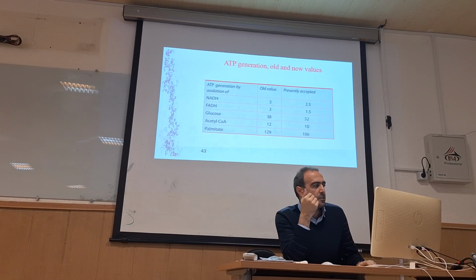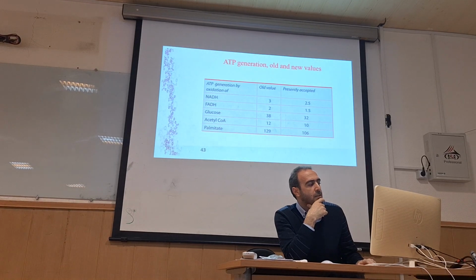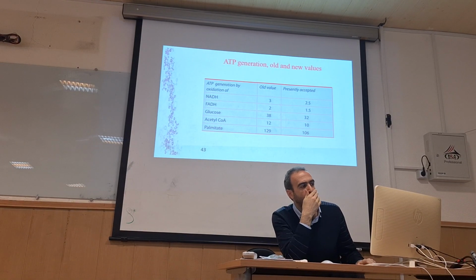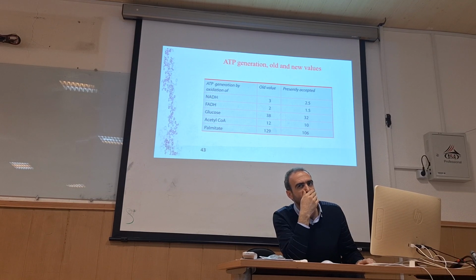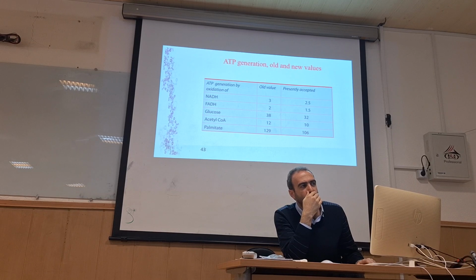The old value and the presently accepted value of ATP generated from NADH, FADH, glucose, acetyl-CoA, and palmitate are here, and it's very common. Do we have to know the A subunit or no? The A subunit from F0? No. Also, you must memorize those values, the old value of ATP generated and the presently accepted. Should we know those? Just all values, you should know. Yes, I know all values, but the presently accepted one is not accepted by us.